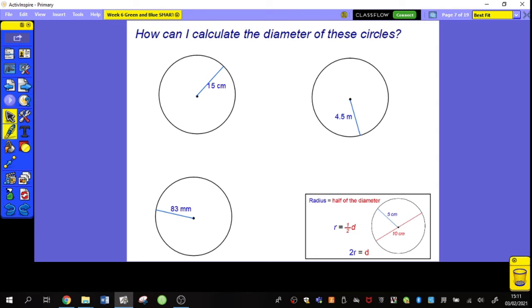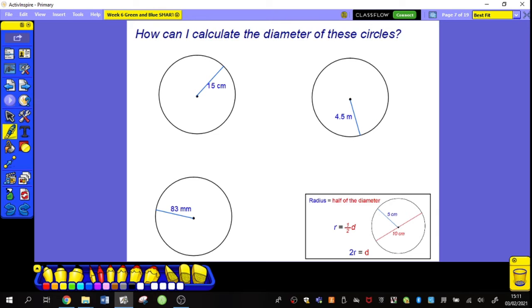So let's have a go. Here are some radiuses. My radius first is 15. First I'm going to write out diameter equals 2 times the radius. So my diameter must equal 15 multiplied by 2. So my diameter, nice and easy, must be 30. And I need to remember my units, centimetres.